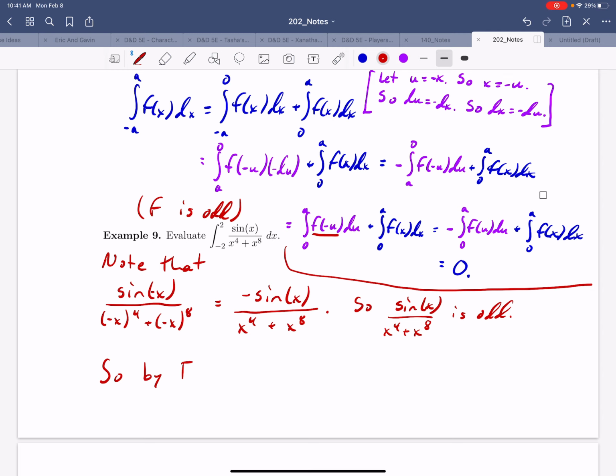So by fact 8, part B, we have that the integral from negative 2 to 2 of sine of x over x to the fourth plus x to the eighth dx equals 0. Right? Which is good because I'm not even sure how to integrate that.